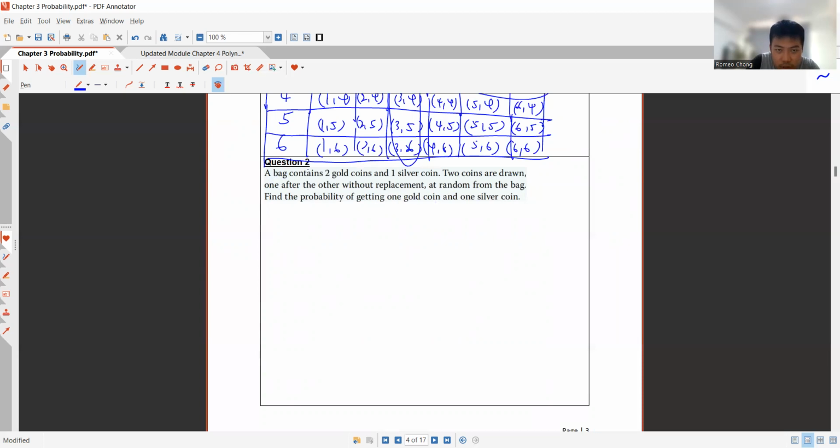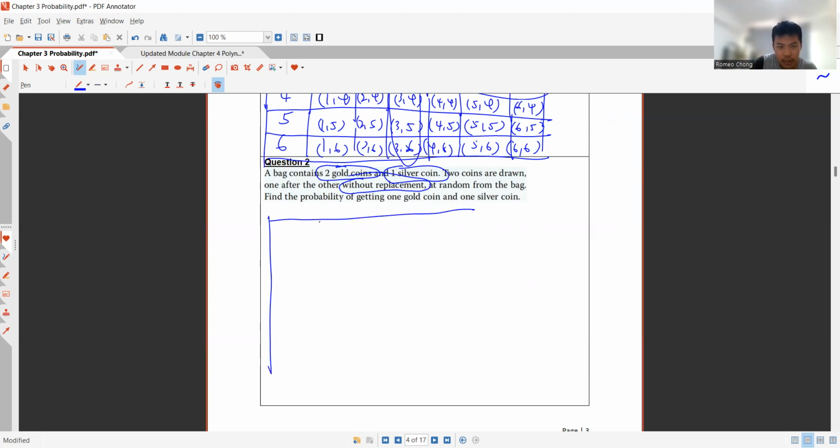For this one, you will notice that there are 2 gold coins and also 1 silver coin. 2 coins are drawn at random one after another without replacement. This is very important, meaning that once you pick up 1 gold coin, you cannot put it back. You have to continue with the second coin. The words without replacement are very important in this topic, because without those words, they will give very different outcomes. So let me show you. Again, you have to draw a possibility diagram.